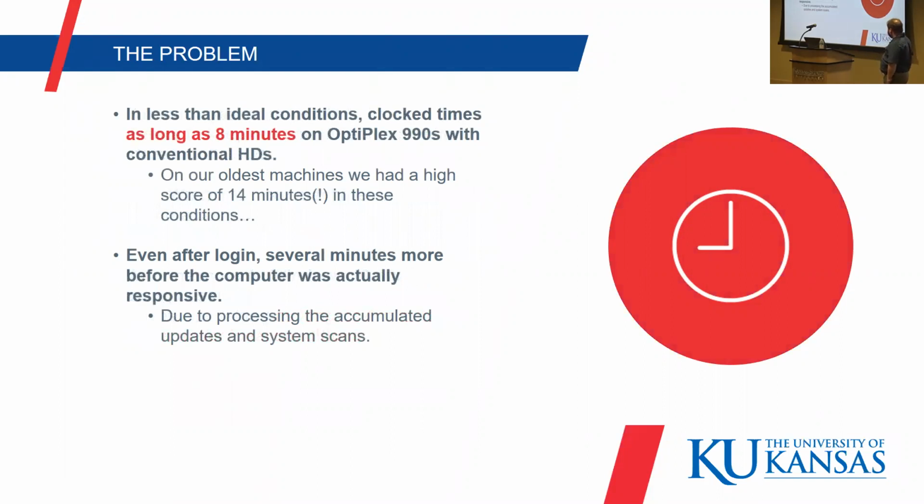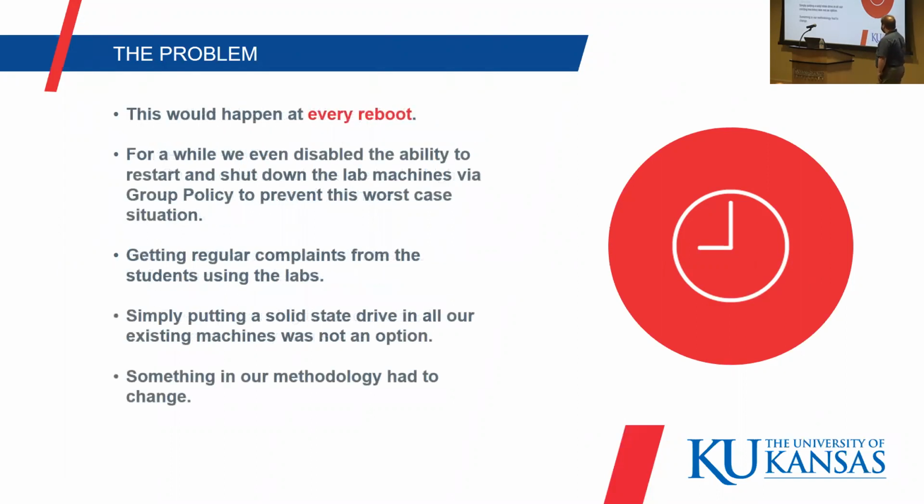So even after you logged in, we had more problems in the sense that you might get the desktop, but you click on things and they're not responding because the system is currently running scans, doing updates, otherwise trying to make itself secure for the next 5 or 10 minutes. And this would happen at every reboot because you were using Deep Freeze. As far as the machine knew, it hadn't been looked at or taken care of in a week.